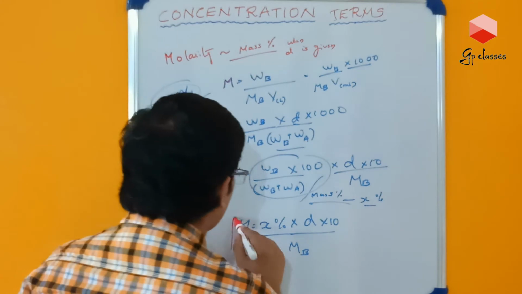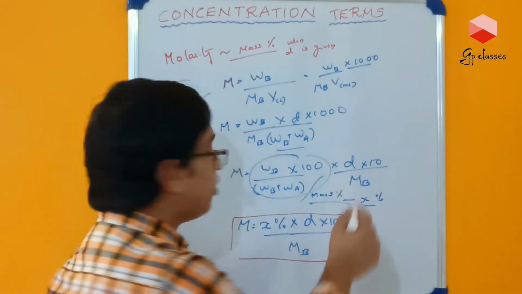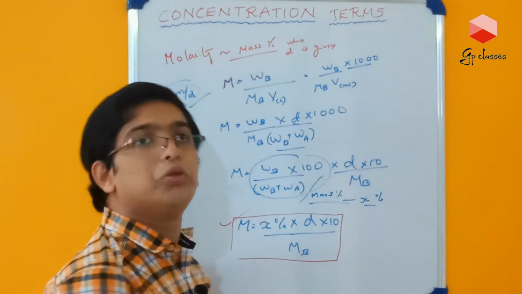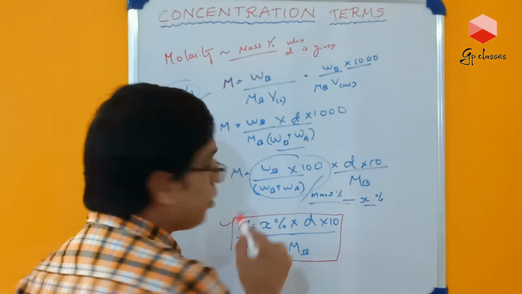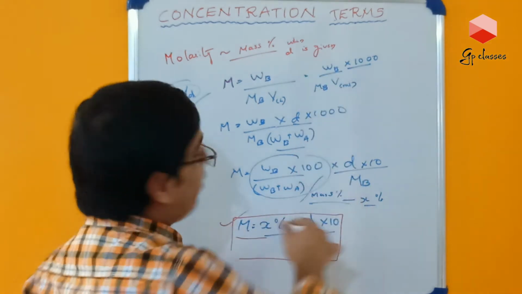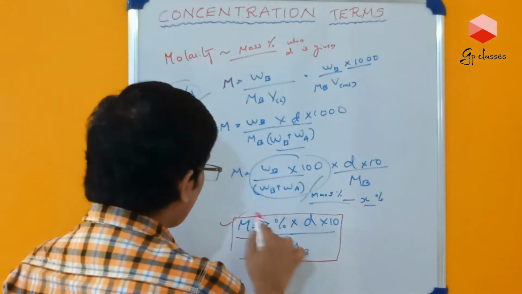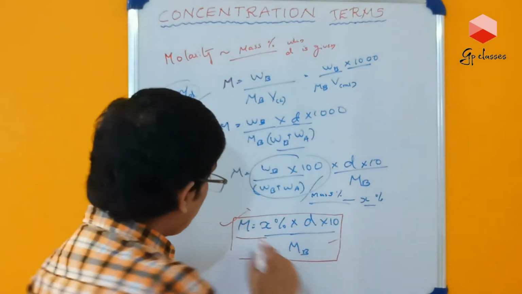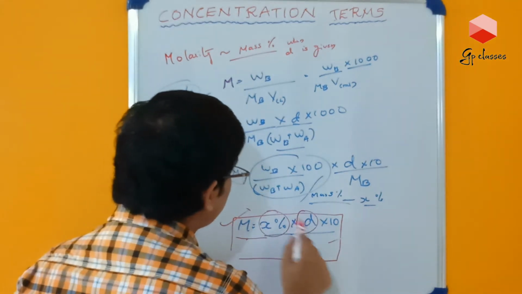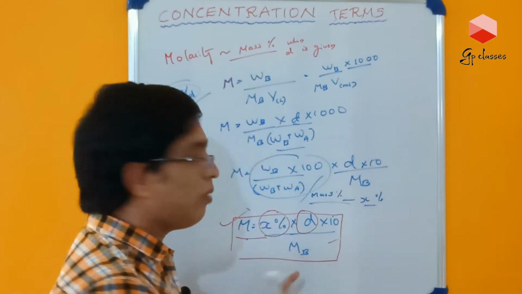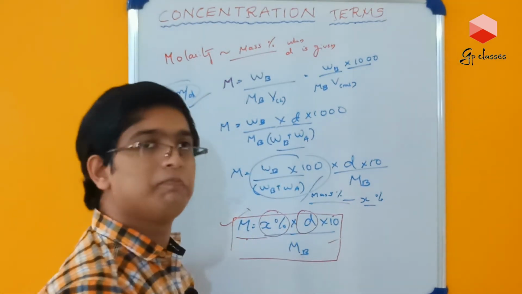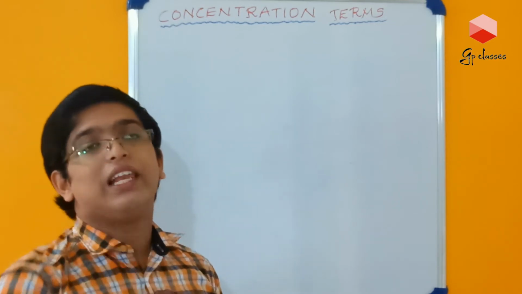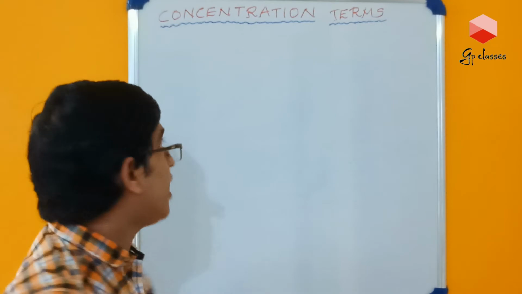So molarity is equal to mass percentage into density into 10 by molar mass. This is a very important equation, just memorize it. Questions usually come from it, so you can directly use this equation. Either you can derive it and solve the problem, but if you have this at your fingertips, you can directly apply it. So molarity is equal to mass percentage into density into 10 divided by molar mass of solute. The next equation connects molality with mole fraction. So let's write the equation.